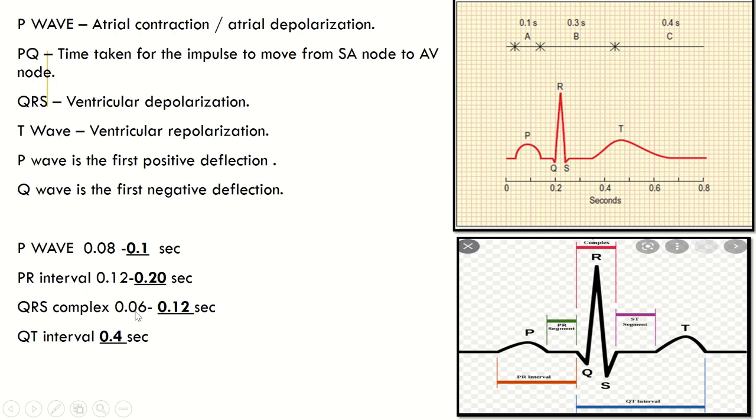Then the QRS complex takes about 0.06 to 0.12 seconds. The QT interval is from the start of the Q till the end of the T. It takes about 0.4 seconds. If you add everything together, it will come to 0.8. So that is the complete cardiac cycle. You have to know the values of the P wave, the PR interval, the QRS complex and the QT. This is very, very important. If you remember this, then it will be very helpful for you to interpret an ECG.